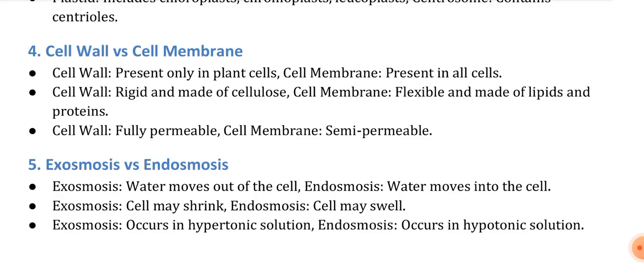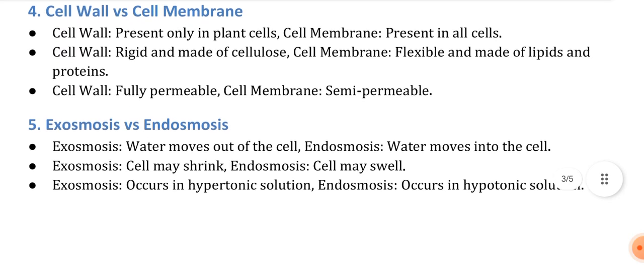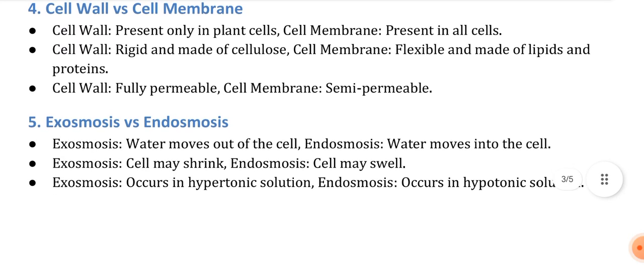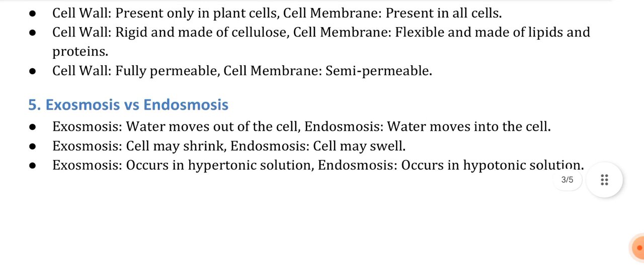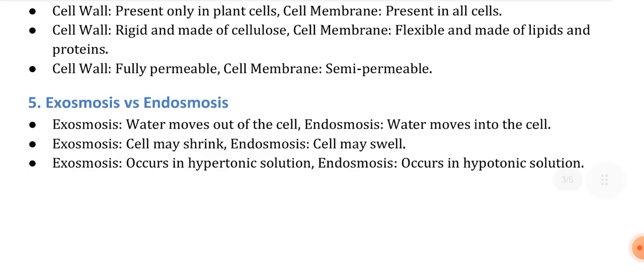Exosmosis versus endosmosis. You know what exosmosis is? When water moves out of the cell, it is known as exosmosis. So when will it happen? When a cell is placed in a hypertonic solution, the water will move out of the cell. Then the phenomenon will be called exosmosis, and what will it result in? It will result in the shrinkage of the cell. So these are all the points that are noted here.